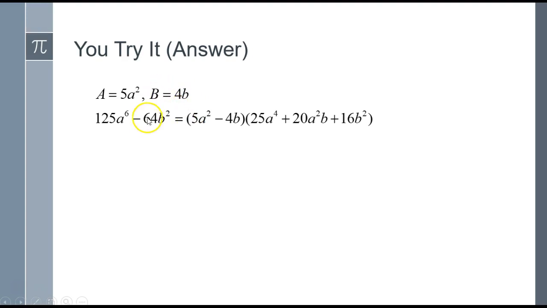So the 64 would have a cube root of 4, and the b cubed would have a cube root of b. So I get a is 5a squared, capital B is 4b. I plug into the formula. So when I square 5a squared, I get 25a to the 4th. When I multiply 5a squared times 4b, I get 20 from the 5 times 4a squared b. And when I square 4b, I get 16b squared.